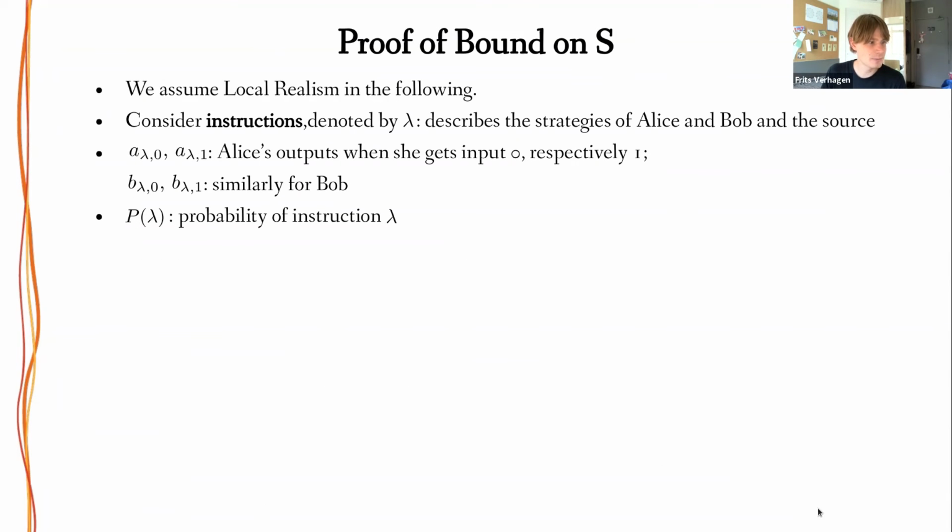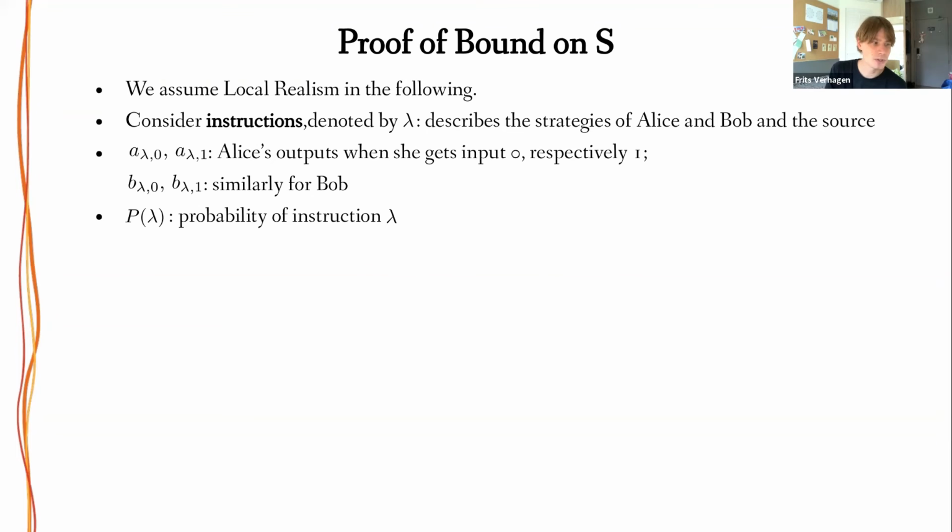Okay, so let me get to the proof of why S is at most 2 when we assume local realism. So let's assume local realism on this slide for now. What that means is that we can consider so-called instructions, and we denote this by the Greek letter lambda. And these instructions describe both the strategies that Alice and Bob choose in the game and also what the source does. So it's a combination of these two things.